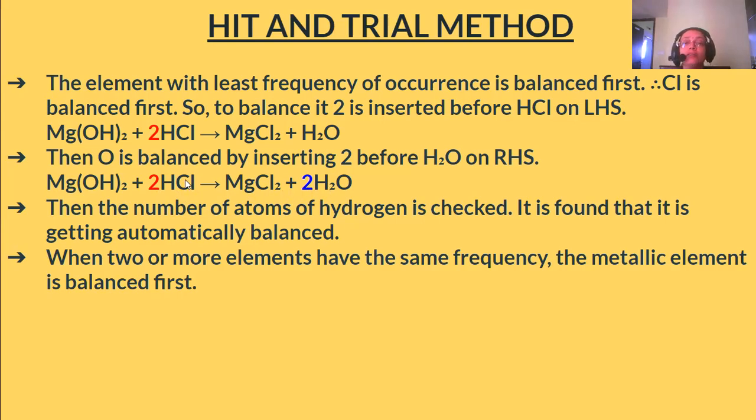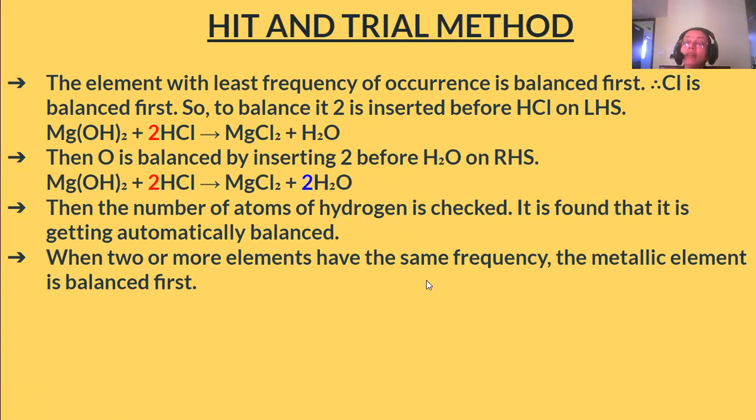Okay, chlorine, both the sides is 2. Oxygen, both the sides is 2. Okay, magnesium is also 1 on both the sides. So then the number of atoms of hydrogen is checked. It is found that it is getting automatically balanced.